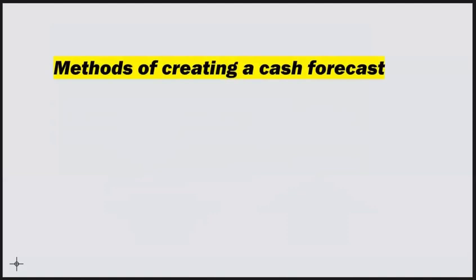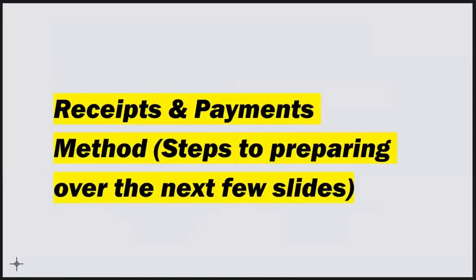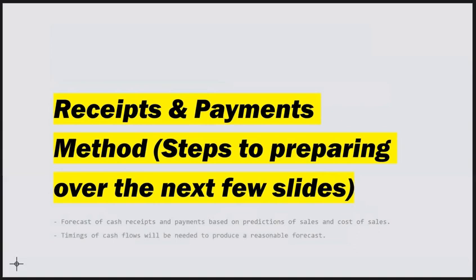So, methods for creating a cash forecast then. We can either use the receipts and payments forecast, or we can use the statement of financial position forecast. Either is fine, but it is up to the entity which model they decide to adopt. So the receipts and payments method then, the steps to preparing that we are going to have a look into now. Essentially all this is a forecast of cash receipts and payments based on the predictions of sales as well as cost of sales. Bear in mind that the timings of cash flows are going to be needed to produce a reasonable forecast.